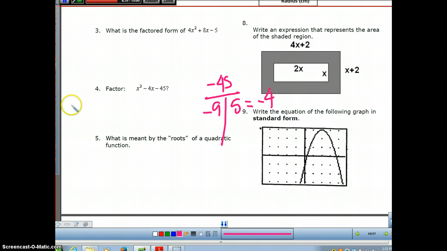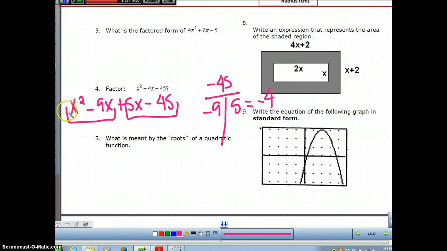Okay, so let's think about this here. Where do we want the 5? We want it over here with the 45, or do we want the 9 down there? It doesn't matter, does it? No, it doesn't. So we've got x squared minus 9x plus 5x minus 45. If you did yours different, it's fine. We should still get the exact same thing.